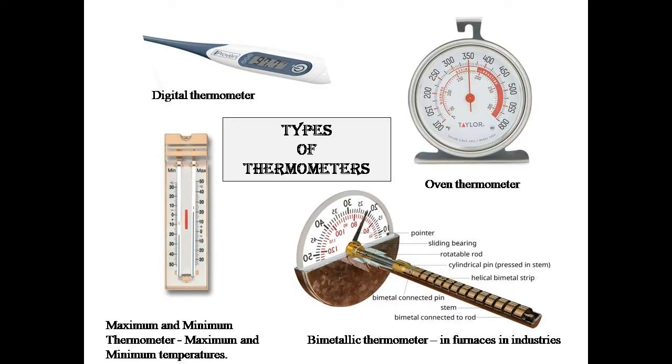Now there are different types of thermometer other than clinical and laboratory thermometer. In order to measure very high temperatures such as those of flame, furnaces, oven, etc., bimetallic thermometers are used. Similarly, maximum and minimum temperature of a day is measured by using maximum and minimum thermometer. These days, digital thermometers are also used instead of mercury thermometer because mercury is a toxic substance and it can cause accidents.